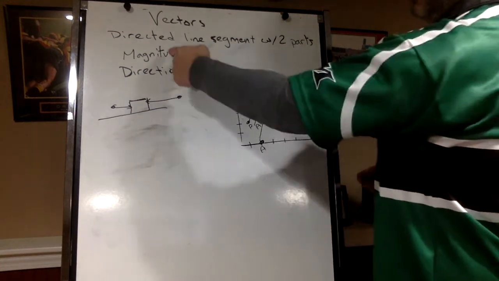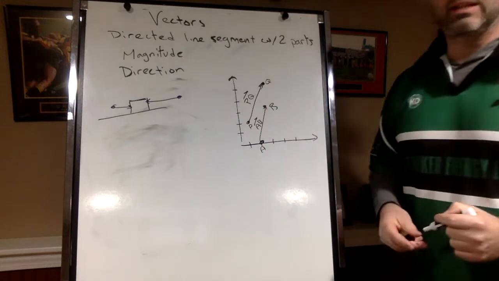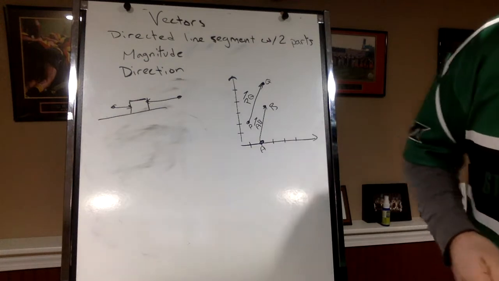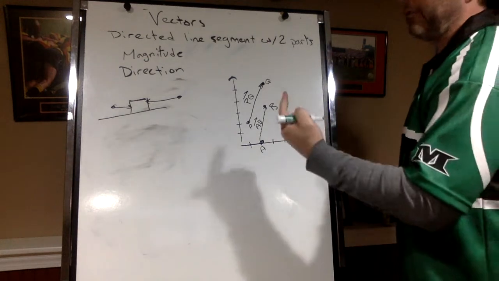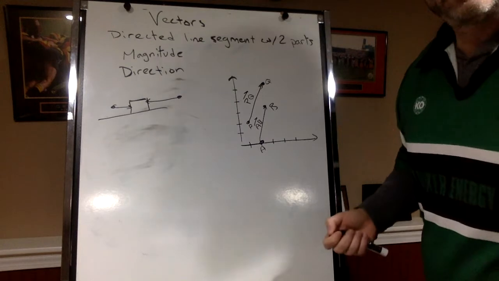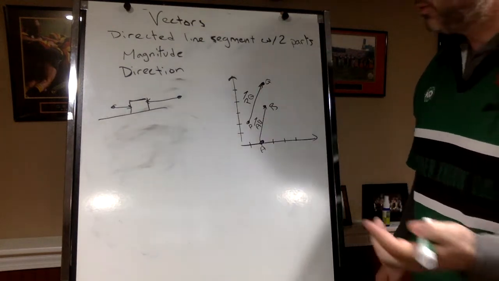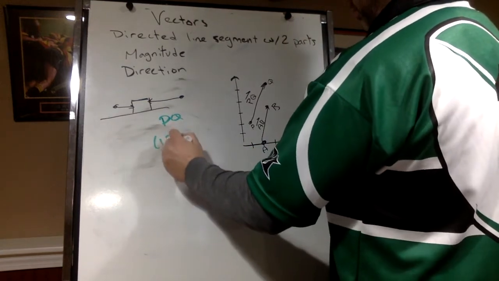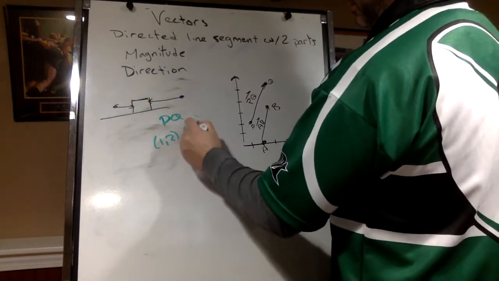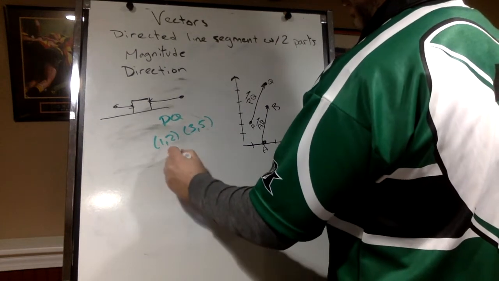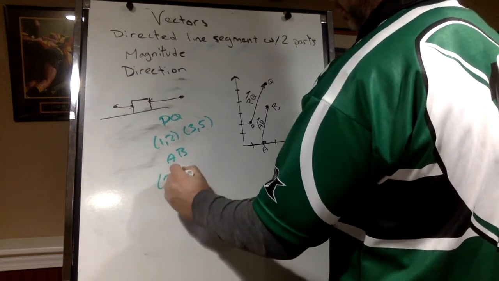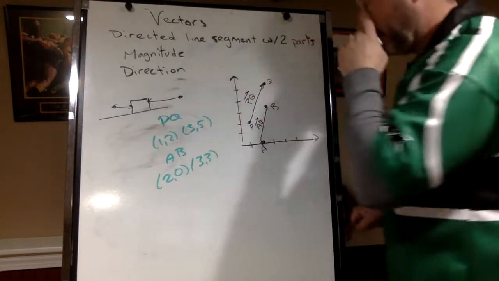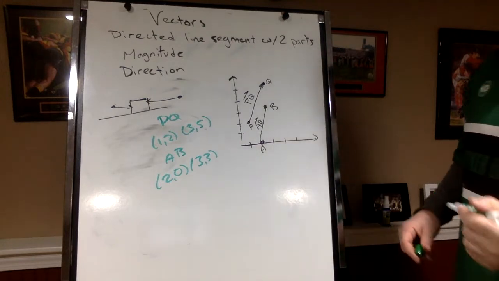Now, we want to talk about magnitude and direction. Let's say we want to see if these are equal. And you can't go by my drawing because it's not good. So, let's break it down. We've got to find magnitude. Well, how do we find magnitude? It's distance when it comes to a vector. So we'll use the distance formula. So let's look. PQ goes from 1, 2 to 3, 5. And AB goes from 2, 0 to 3, 3.